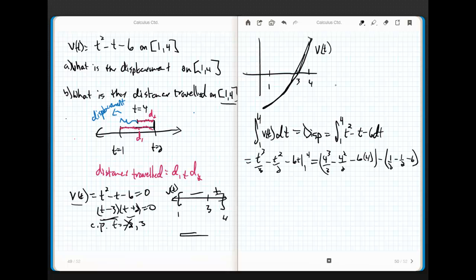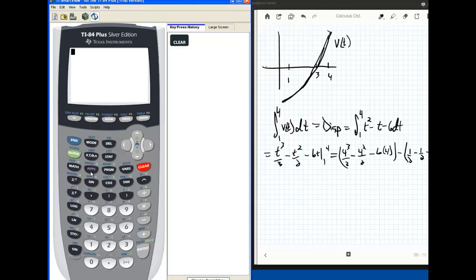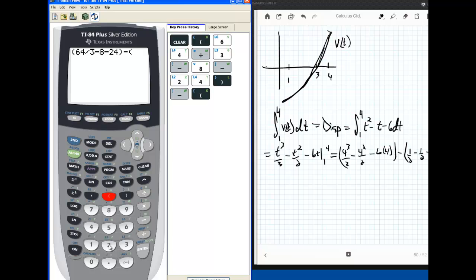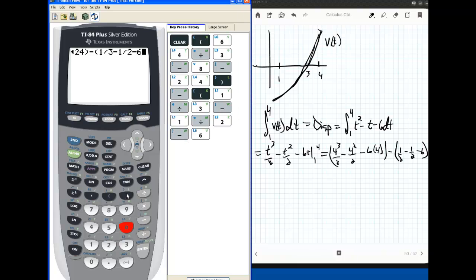Right? Now, we're just begging to use a calculator here. Let's pull out our handy dandy calculator. And let's see, I'm going to go parenthesis, and 4 cubed is 64, right? So I'm going to go 64 divided by 3 minus 16 halves is 8 minus 24. And I'll do it in parentheses, and I'm going to go minus, and then parenthesis, 1 divided by 3 minus 1 divided by 2. I guess I could throw a 0.5 in there too if I wanted to. And then minus 6, and I hit enter. What do I get? Negative 4.5.